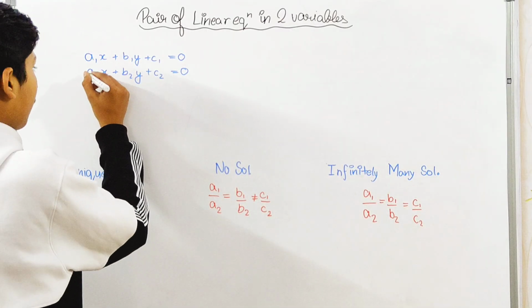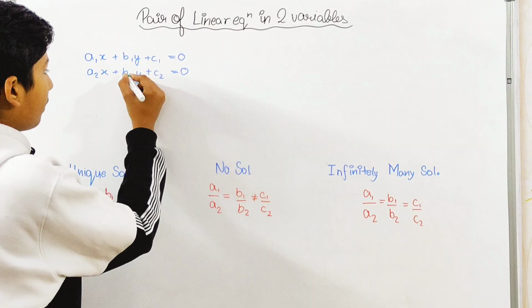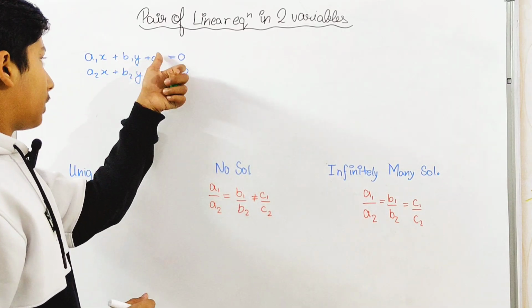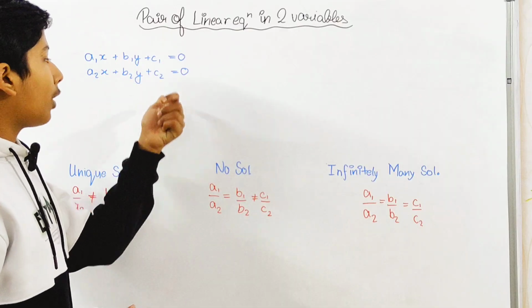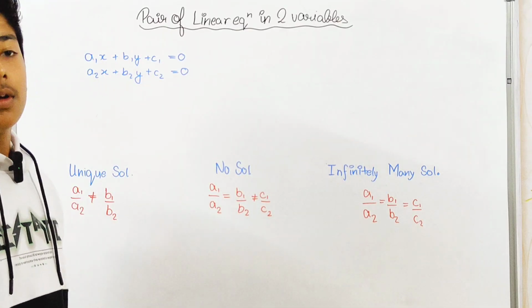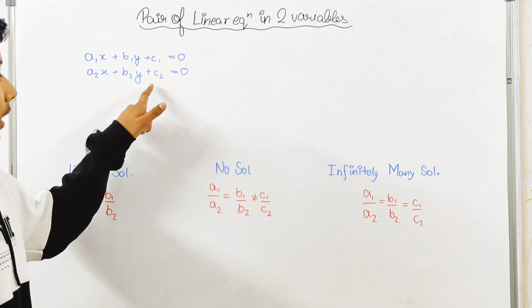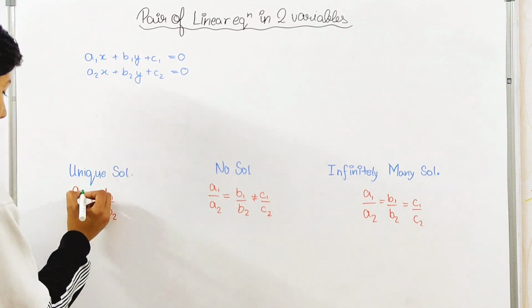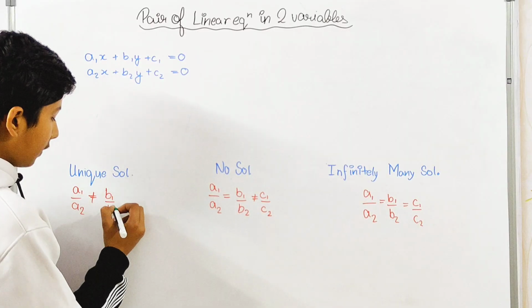But if this divided by this is equal to this upon this, then you will further continue with this upon this. If these all are equal, then it will be infinitely many solutions. If these two are equal, but this one is not equal, then it will be no solution. See, a1 upon a2 not equal to b1 upon b2.